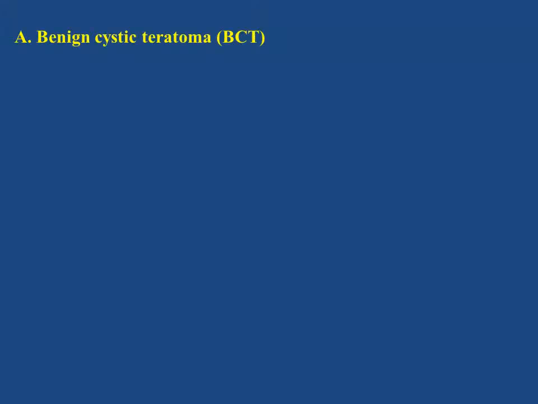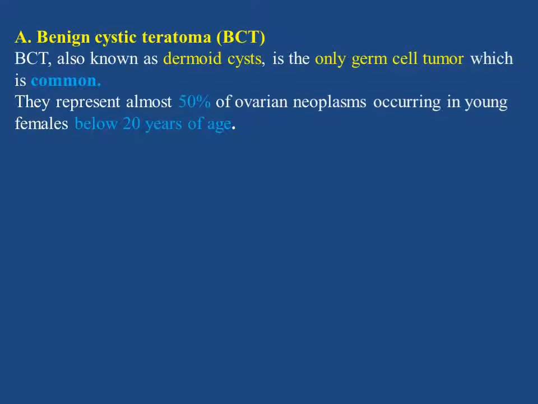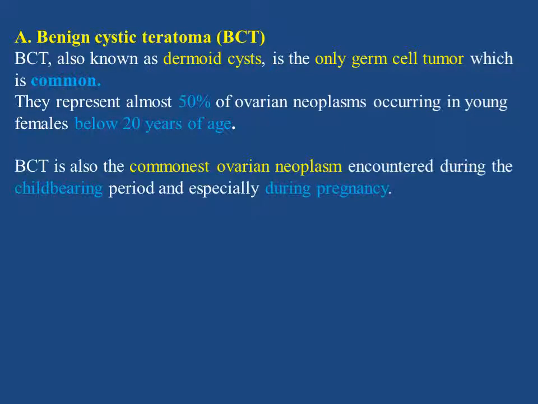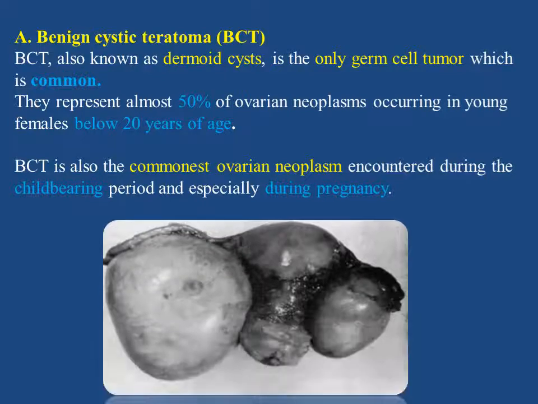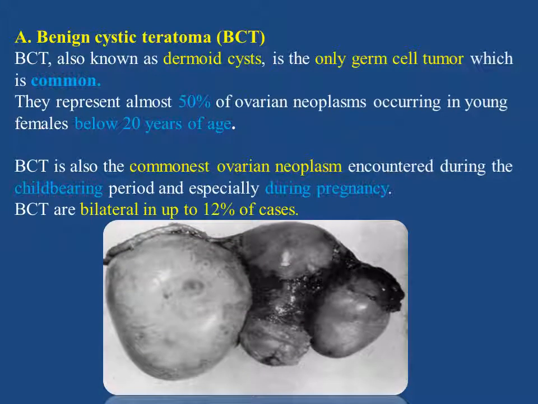We have the benign cystic teratoma. This is the only germ cell tumor which is common. This is 50% of ovarian neoplasm occurring in females younger than 20 years of age. This is the commonest ovarian neoplasm encountered during the childbearing period and especially during pregnancy. They are bilateral in up to 12% of cases.